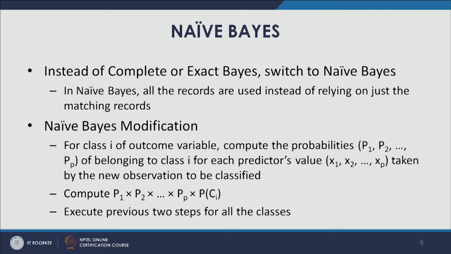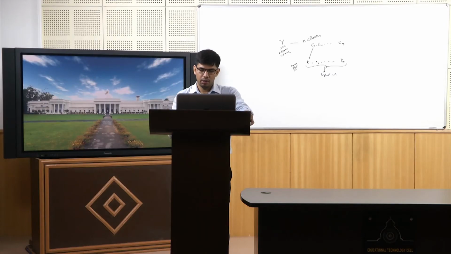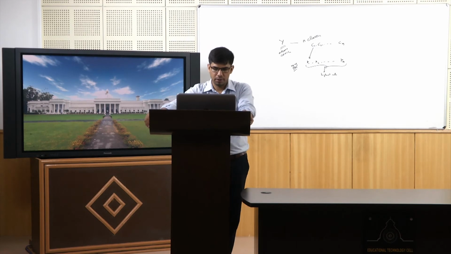Once we have the values for all these classes, the value for each class is divided by the sum of all those numbers, and that is how we get the probability for all the classes.